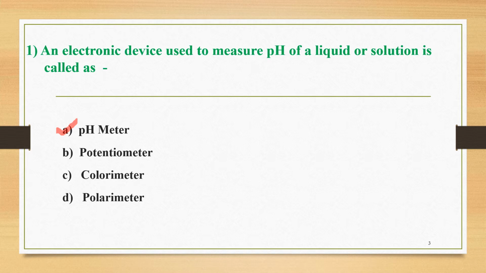The next, that is the colorimeter, is used to measure the color intensity of a particular solution, or we may find out the absorbance or the percent transmittance of a particular solution. So in this way, these four different instruments have different applications. So the correct answer for this question number 1 is pH meter.